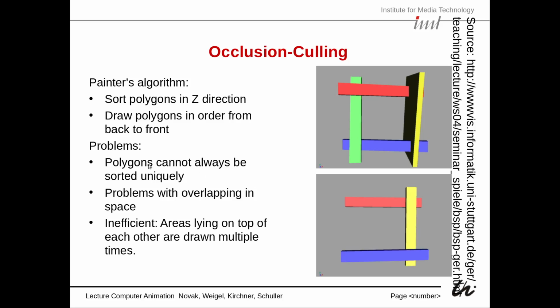The problem here is that polygons cannot always be sorted uniquely. Say if one is not really parallel but more or less diagonal. We have problems with overlapping space, and it's inefficient. Areas lying on top of each other are drawn multiple times.